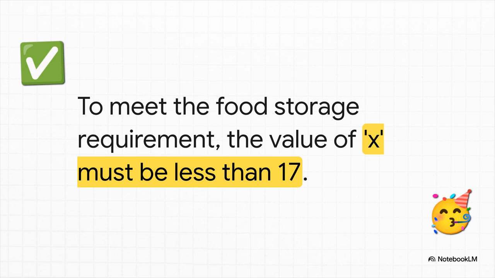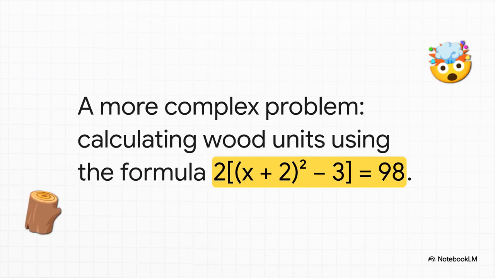And that really drives home the whole point of what makes an inequality different from an equation. Okay, get ready, because this final example really cranks up the difficulty. This one is all about calculating wood usage, and the formula, whoa. It's got multiple layers of grouping symbols. We're talking brackets and parentheses, plus an exponent thrown in for good measure.